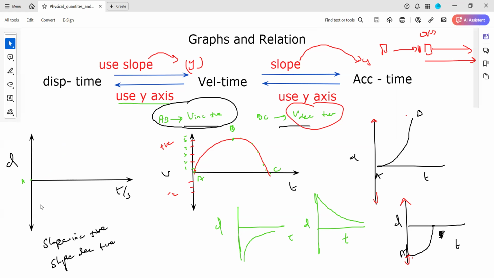After joining from A to B, if we start from here, from A to B, the slope was increasing and positive. Then from B to C, the slope is decreasing and positive. So this will be the displacement-time graph of this object. Is it clear? Or should I repeat?